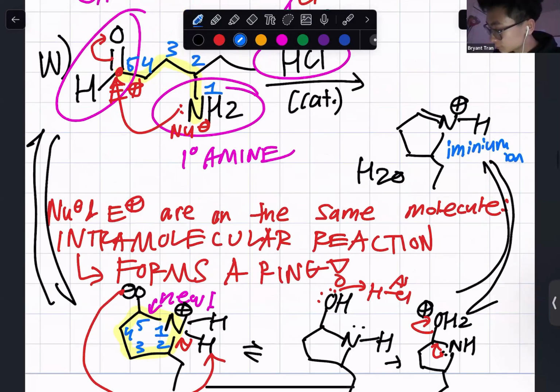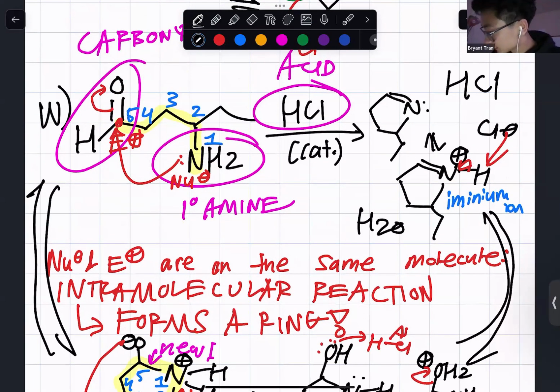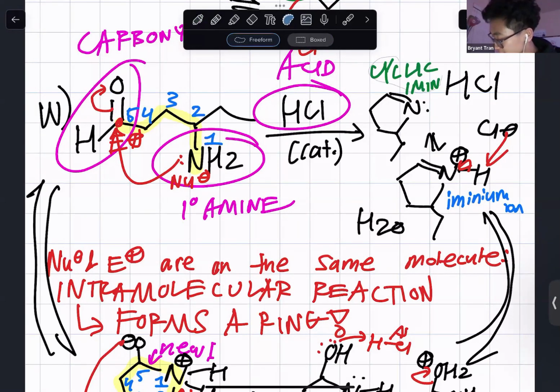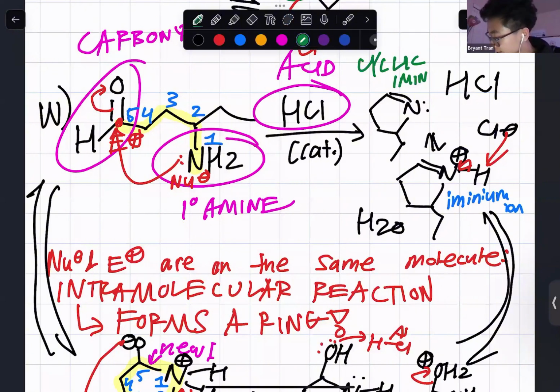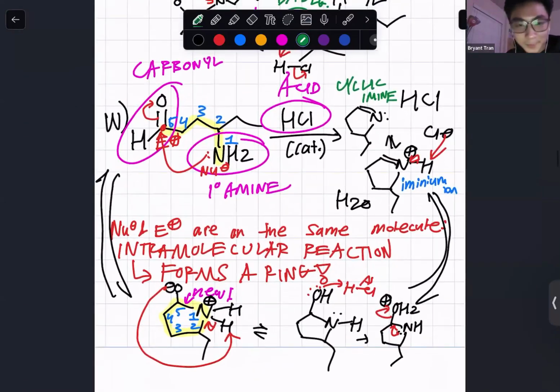The final step is to deprotonate it with Cl minus and reform our acid catalyst HCl. Right? And give us our neutral imine here, with 1 pair of electrons, and HCl gets reformed. So this is a cyclic imine. It's an imine in a ring, in a cycle. Cyclic imine. So that's an intramolecular imine formation right there. Okay. Any questions on this problem here? The intramolecular imine formation?